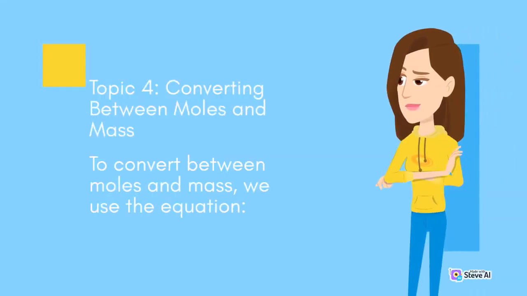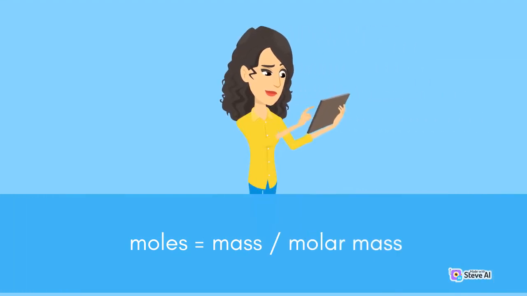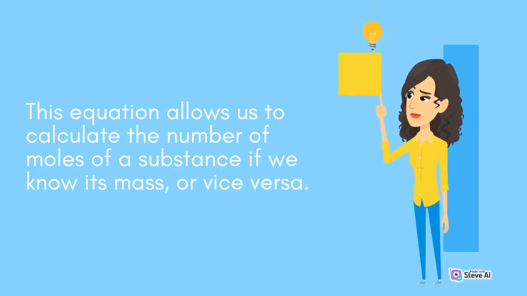Topic 4: Converting between moles and mass. To convert between moles and mass, we use the equation moles equals mass divided by molar mass. This equation allows us to calculate the number of moles of a substance if we know its mass, or vice versa.